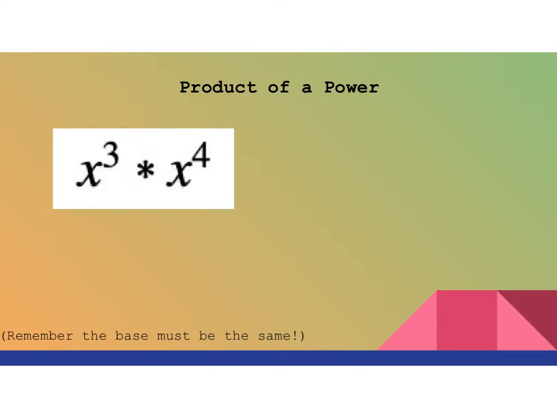So let's take a look here. Product of a power. So take note here, very important. Our base is the same, okay? Our base is the same. So how many times are we going to be multiplying x to itself? Well, let's take a look at this one. X to the third is x times x times x. Now let's take a look at this one. This is x to the fourth. Well, we're just going to multiply that.